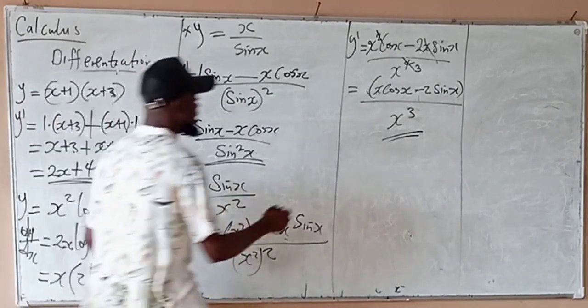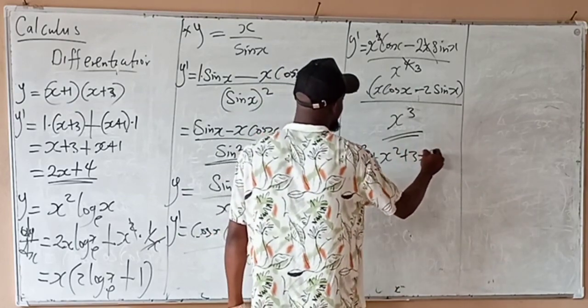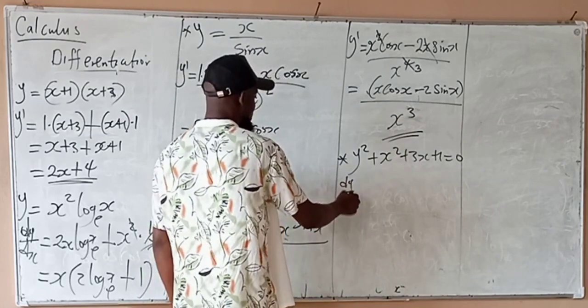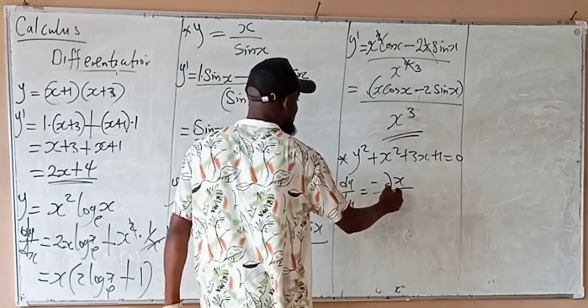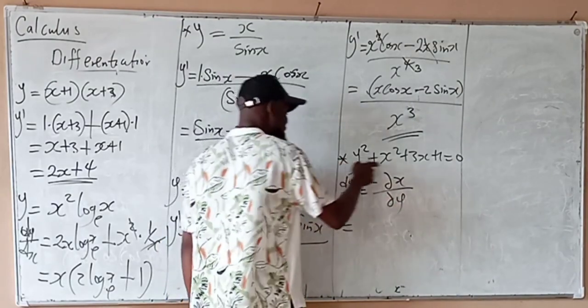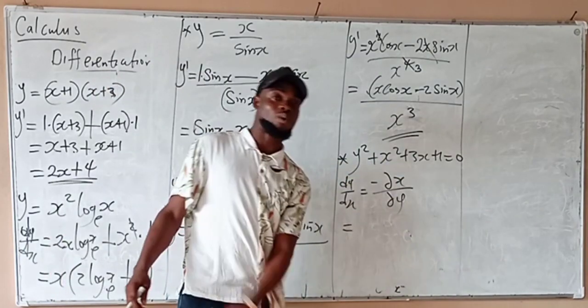Now, what about something like this? Let's have y squared plus x squared plus 3x plus 1 equals 0. And I ask, what is dy/dx? The dy/dx will be equal to minus, when you differentiate with respect to x, divided by when you differentiate with respect to y. Dx means differentiate only the x out. Dy means differentiate only the y out.